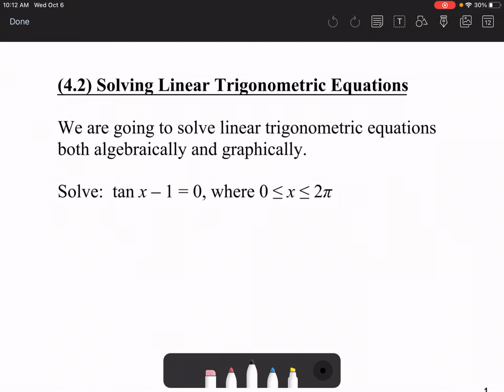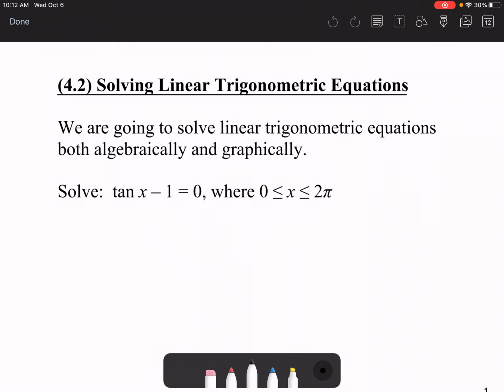So today we're going to solve some linear trig equations. Linear trig equations are in the forms sine x equals something, cos x equals something, or tan x equals something, or even cosecant equals something, cotangent equals something, secant x equals something, where we're not going to have exponents of 2 or higher. We're going to solve these both algebraically and graphically.